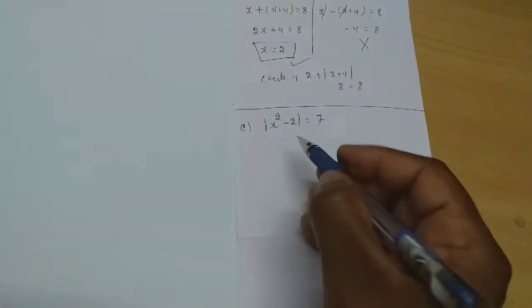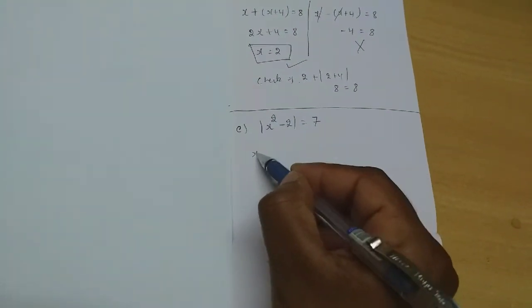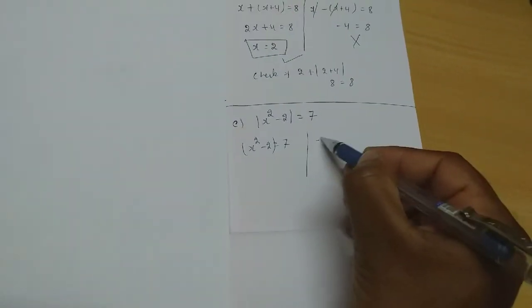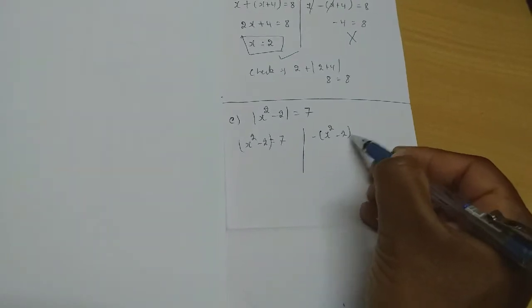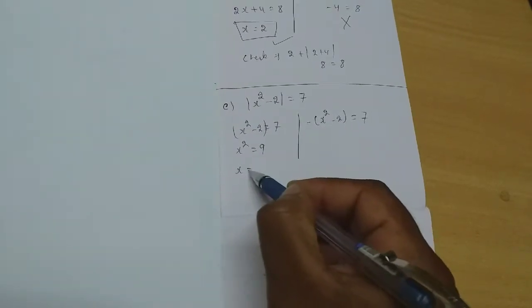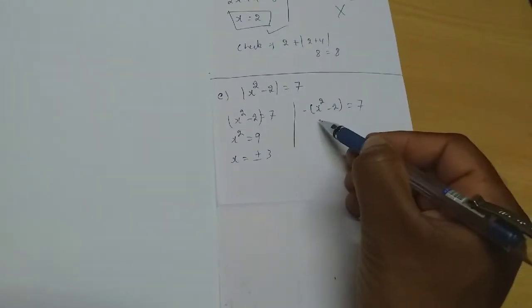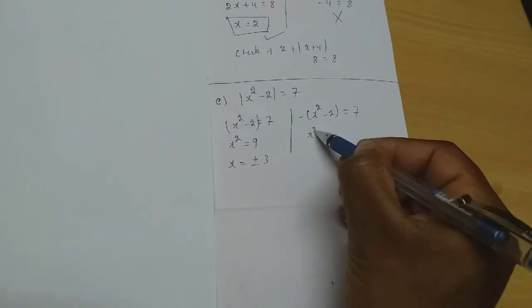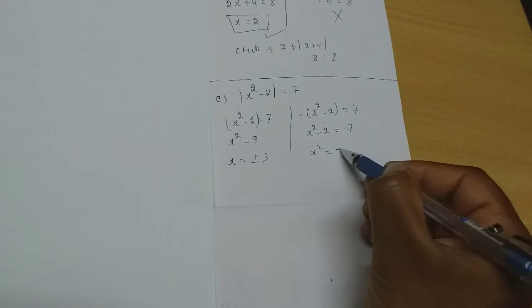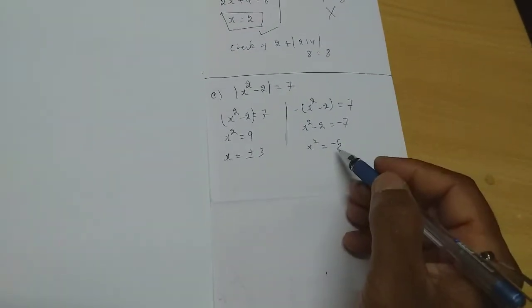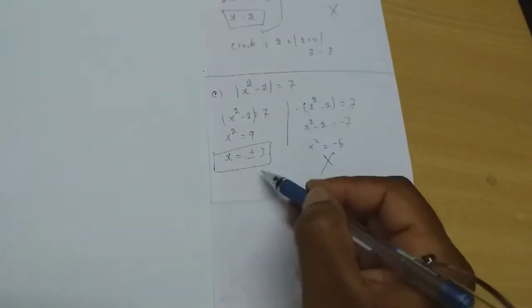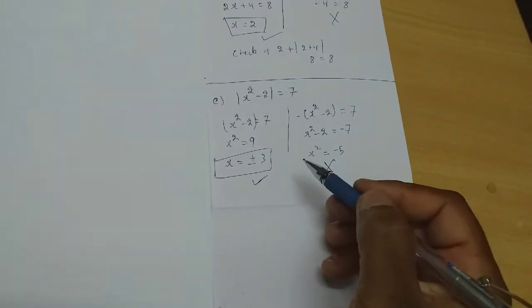Now if it is like this, mod of x square minus 2 equal to 7. I consider it to be plus. When I consider it to be minus, minus of x square minus 2 equal to 7. So if it is plus, send 2 to that side, x square equal to 9. So x equal to plus or minus 3. Now the minus case: send minus to that side, so x square minus 2 equal to minus 7. So x square equal to minus 7 plus 2, which is minus 5. Square root of minus 5 is not possible. So only x equal to plus or minus 3 is the answer.